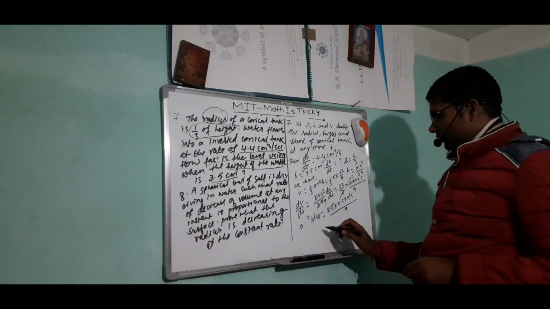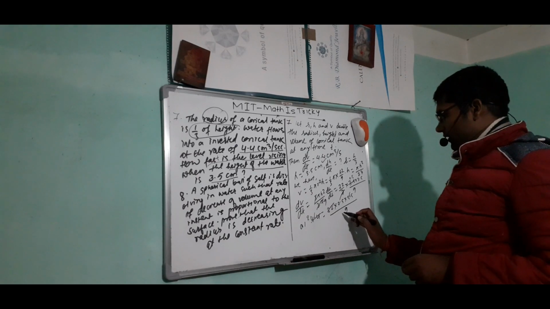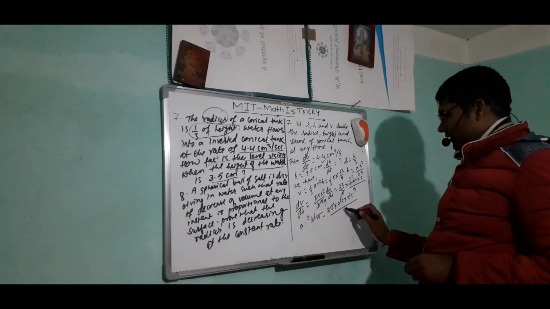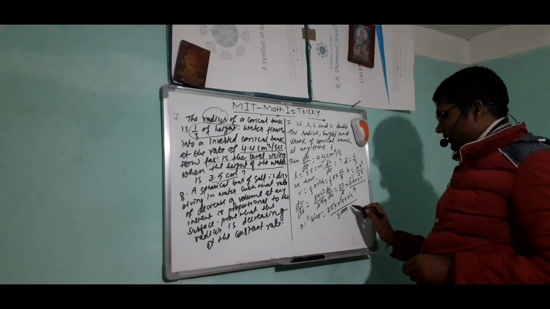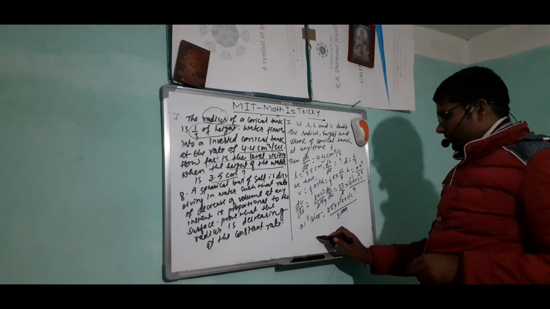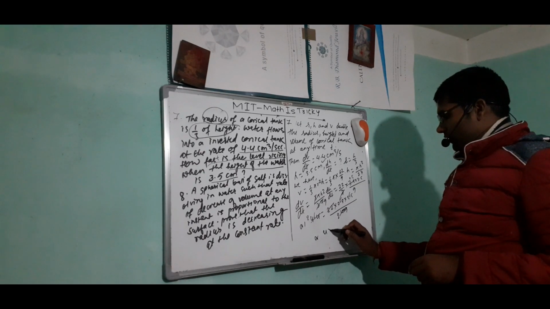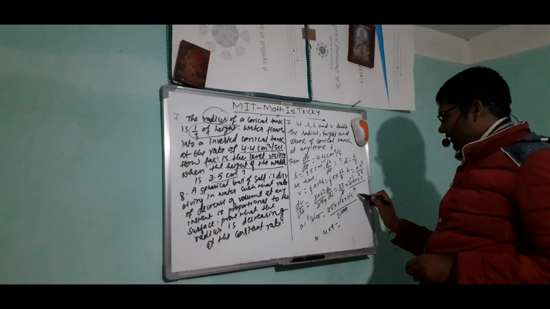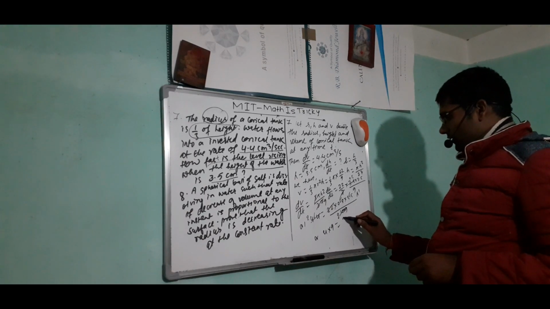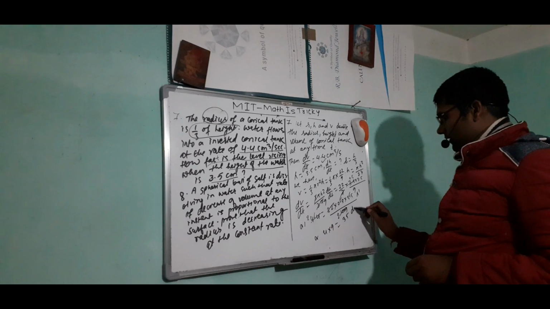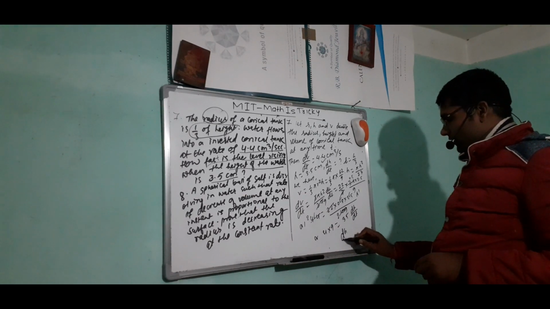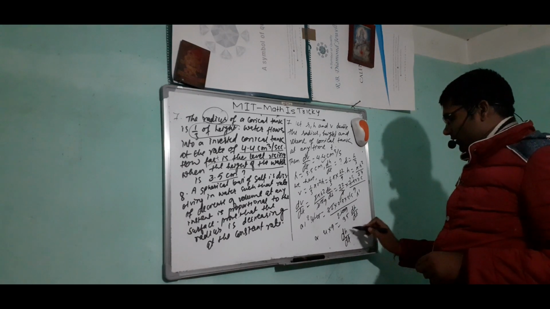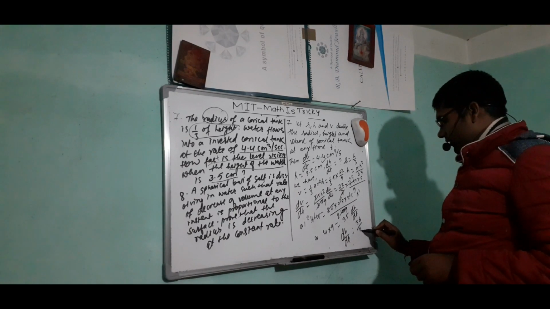22 into 2 is 44. So we can write like this. This is cancelled, then it will be 5 to the 10, and simply we will be getting 4 into 9 equals 35 dh by dt. So dh by dt will be 36 by 35.